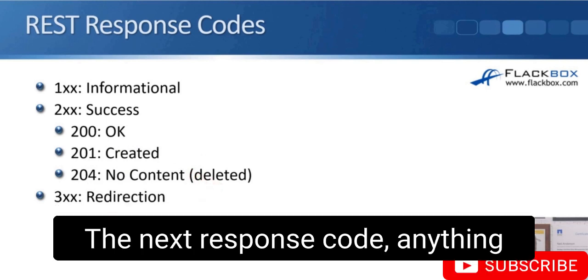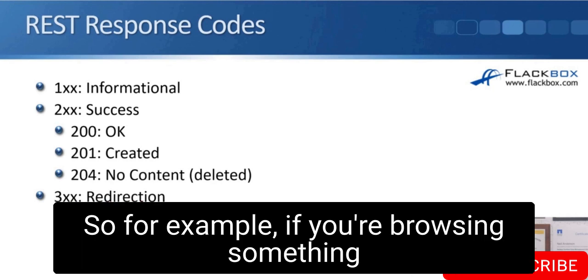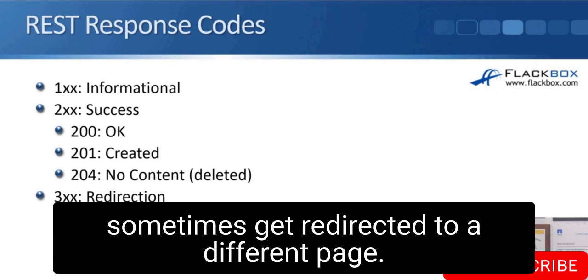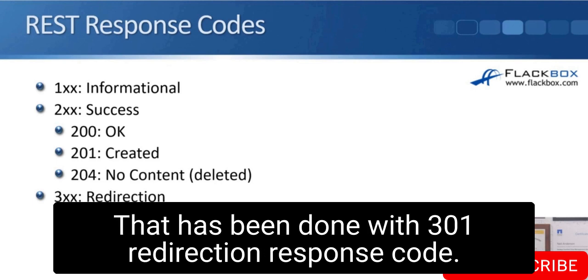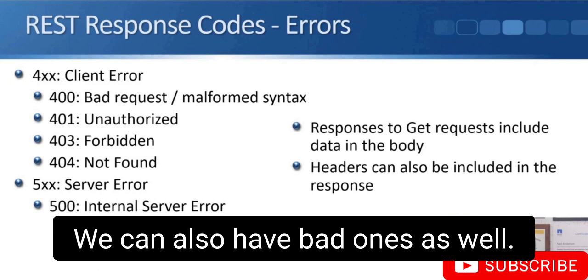The next response code, anything beginning with a 3, is redirection. So for example, if you're browsing something on the internet, you'll see that you sometimes get redirected to a different page. That has been done with a 301 redirection response code. So those are good response codes. We can also have bad ones as well.